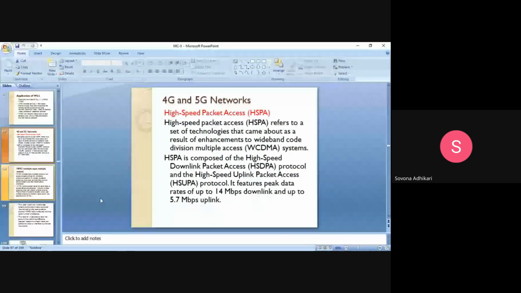HSPA is composed of the high-speed downlink packet access protocol and the high-speed uplink packet access protocol. So two protocols are used, and this is a data communication protocol. It features peak data rates up to 14 Mbps, and on downlink up to 44 Mbps, and 5.7 Mbps uploading, that is uplink.